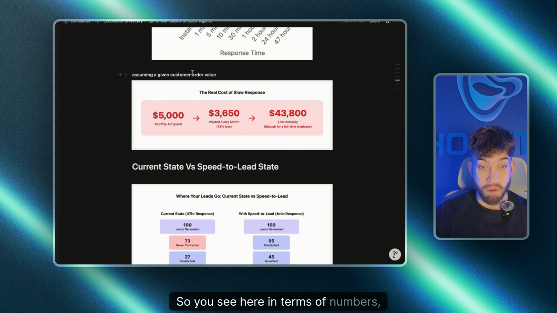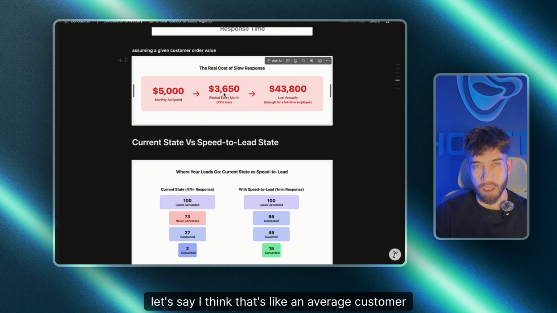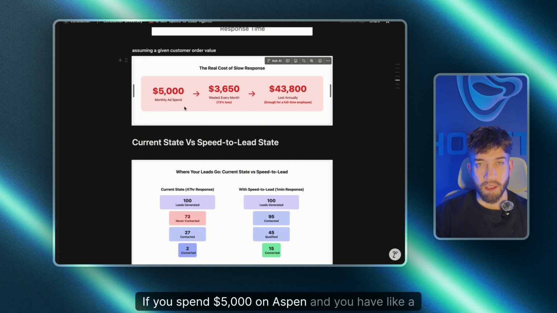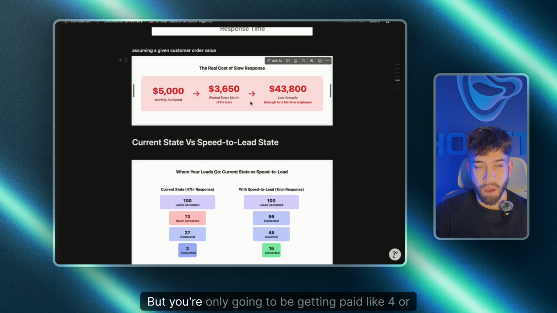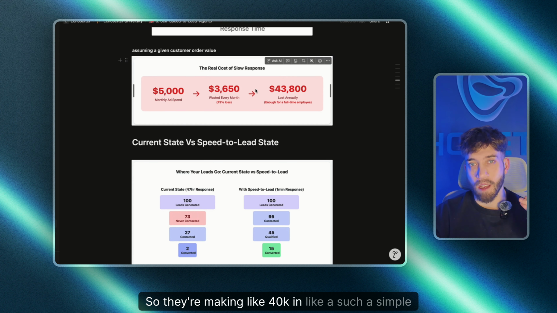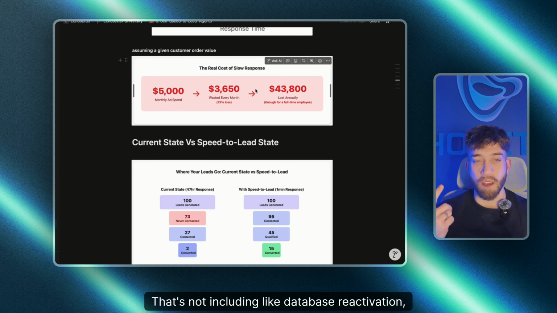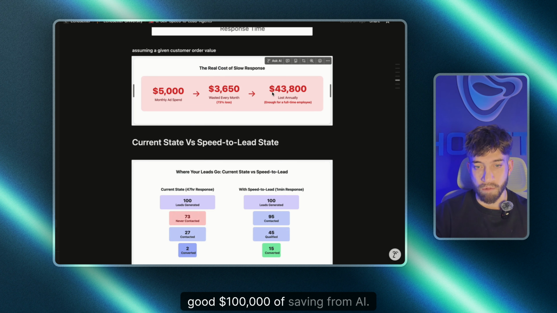So you can just see here in terms of numbers, given an average customer value of, I think, like $125, $150. If you spend $5,000 on ad spend and you have a 70% bleed, you're losing like 40k in revenue, but you're only getting paid 4 or 5k. So they're making like 40k from such a simple decision that can take a week to implement. That's not including database reactivation and receptionist. You can probably get a good $100,000 of savings from AI.